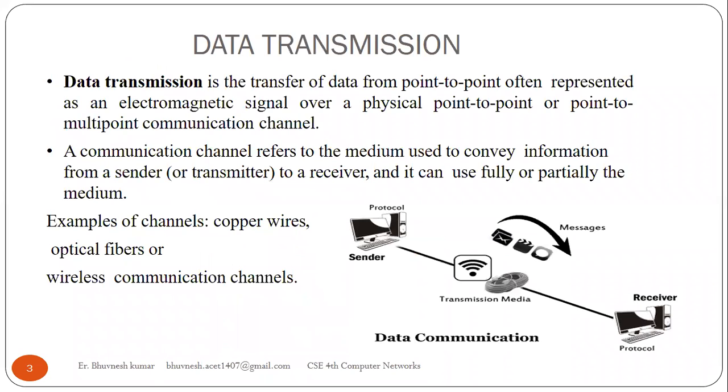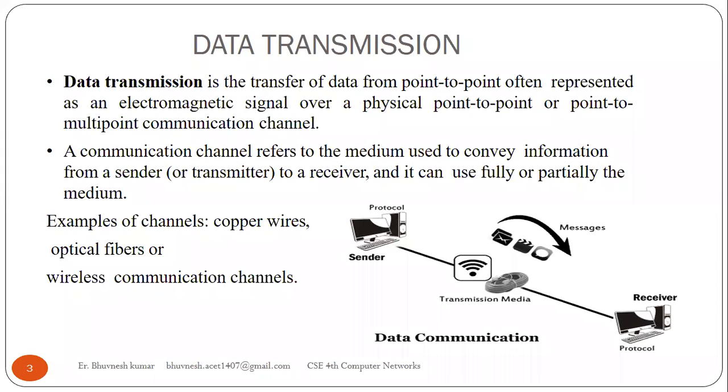Transmission, I have said, is a medium or media. First of all, data transmission is the transfer of data from a point to point, often represented as an electromagnetic signal over a physical point to point or point to multi-point communication channel. It means your signal is transmitted through a media or a channel so that your data can be transmitted from a sender side to a receiver side.